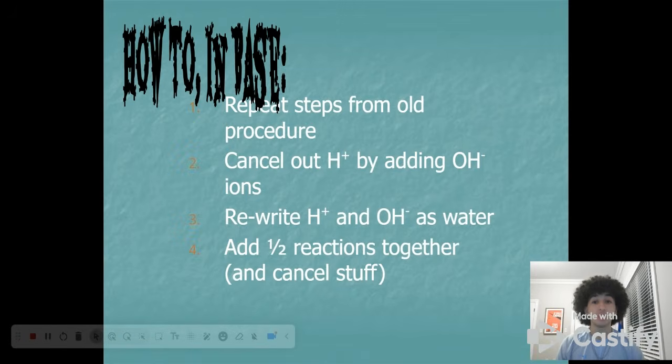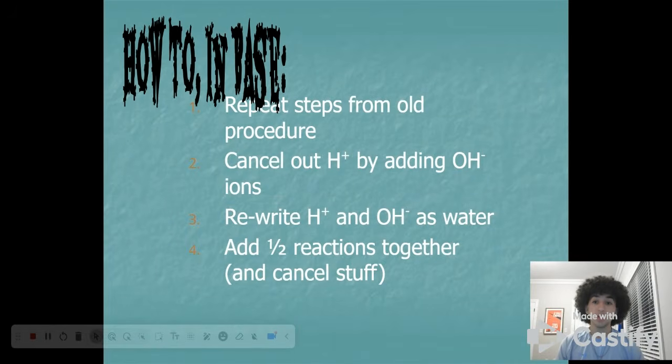Okay, so the good news is that balancing in base isn't a completely new method. You follow the first 7 steps for acid, and then there are a few extra steps. So extra step 1, you want to count how many hydrogen ions are in your final equation, and then you want to add that same number of hydroxide ions to both sides. You're adding hydroxide ions to both sides to neutralize the hydrogen ions. Extra step 2, on the side where hydrogen ions and hydroxide ions meet, combine them. So hydrogen ion plus hydroxide ion obviously makes water. Now rewrite that side with water molecules.